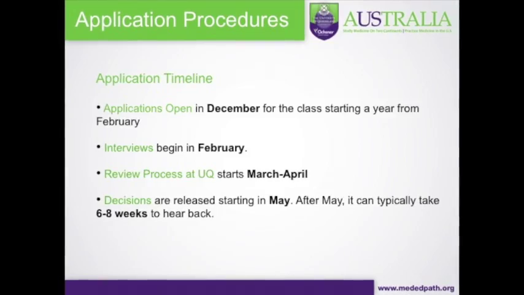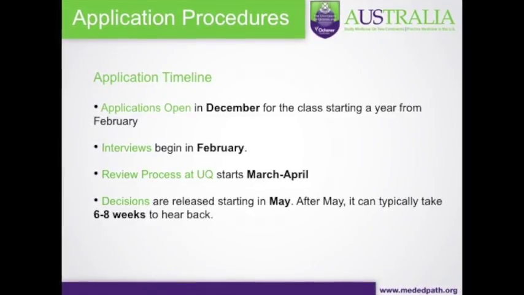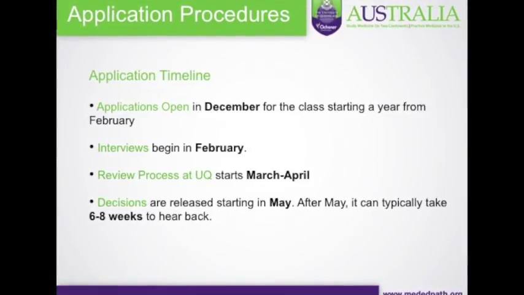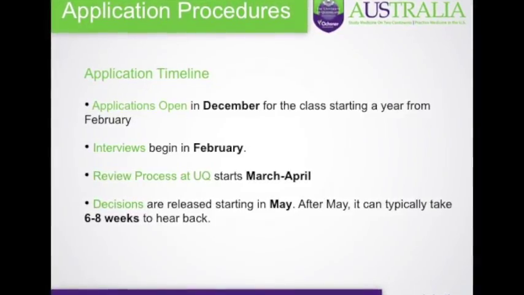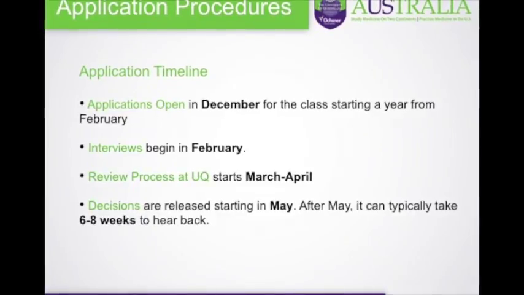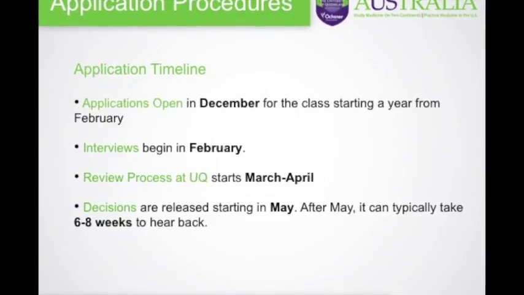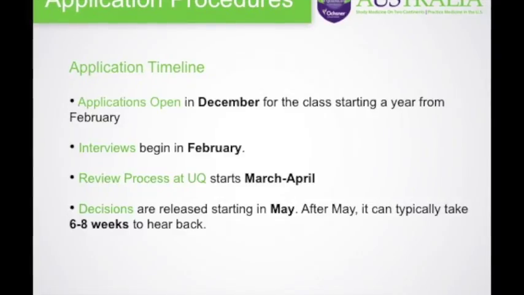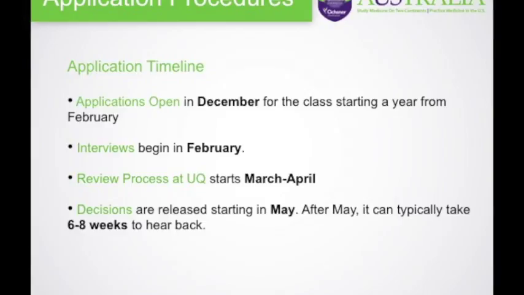The timeline for Australian schools is different than what students in the U.S. cycle are used to. Applications tend to open in December for the class beginning a year from February. So, for example, applications opened in December of 2016 for the class beginning in February of 2018. Interviews begin in February for consideration for the following February's cohort. The review process at UQ starts in March or April, and decisions are released starting in May. After May, it can take 6 to 8 weeks to hear back with a decision.